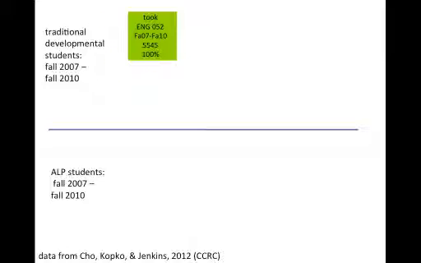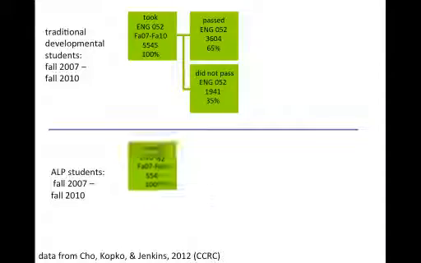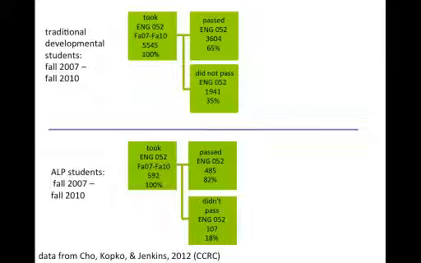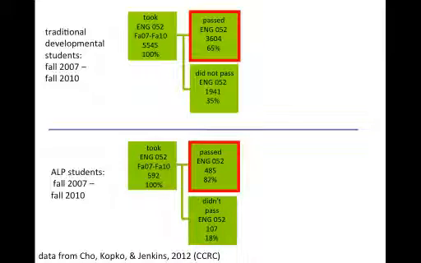We'll start with the top half of the chart. In those 4 years, 5,545 students took our traditional developmental course. And of those, 65% passed. During the same 4 years, ALP students, 592 took ALP, and of those, 485 or 82% passed. So you can see we've got about a 17 percentage point jump in the pass rate for the developmental course. We were really happy to see that.